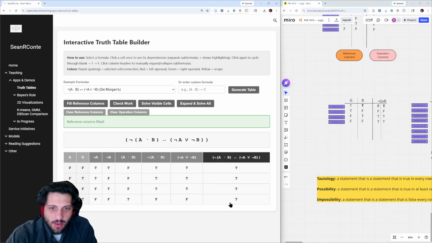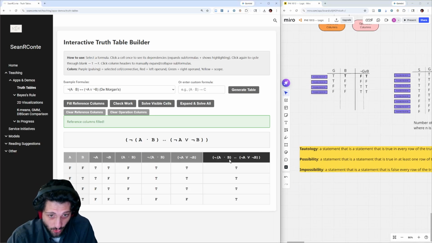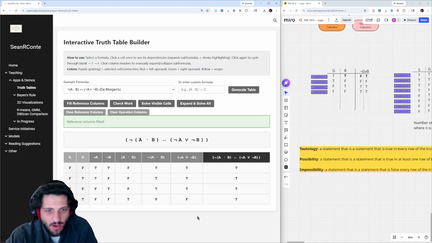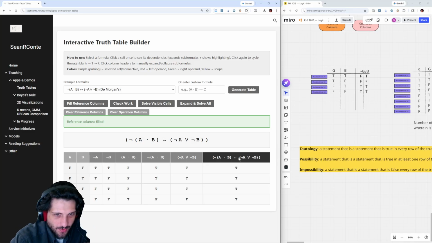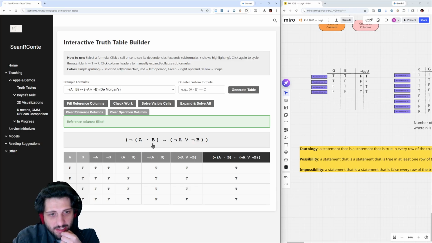Likewise, it's definitely not an impossibility, because it's not false in every row. It's not even false in one row. It's true in every single one. So we have a tautology. And we'll actually be talking about this one more as we go. This actually, if we read into it, makes a lot of intuitive sense. What we're saying is that not (A and B) is always going to be true in exactly the same cases as either not A or not B.